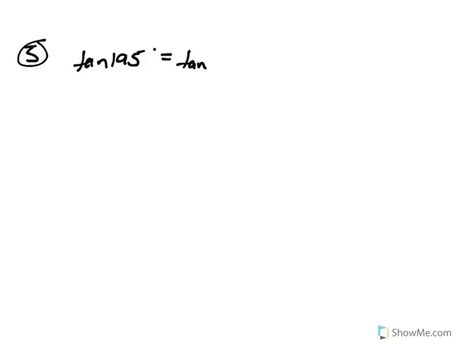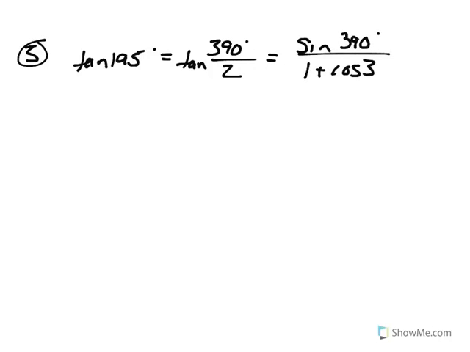So since this is tangent of 195, we're going to double the 195. Put that on top, which would be 390, and divide that by 2. That makes it a half angle identity. 390 divided by 2 is the same as 195, and a half angle identity means you have some angle divided by 2. Well, the half angle identity for tangent is sine of the angle you're dividing by 2, which is 390, over 1 plus cosine of the angle that you're cutting in half.